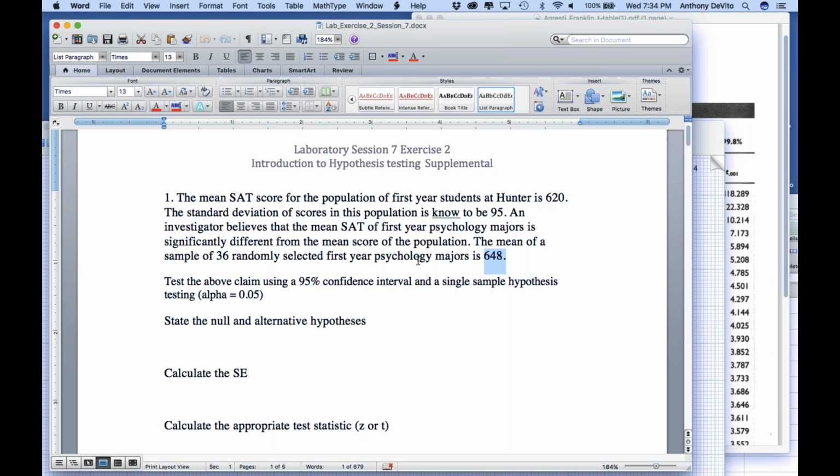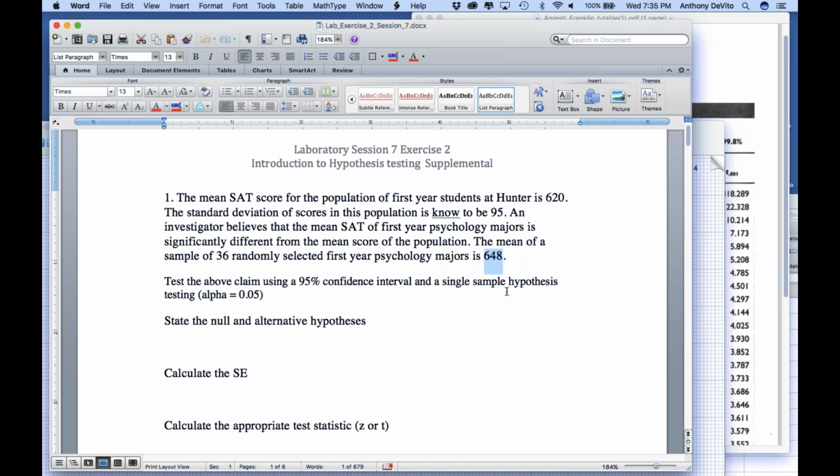So what do we have here? We have all students as one population, and their mean is known to be 620. And a second population is psychology students, and their mean is estimated to be 648 based on a sample. So we have a known mean, and we have one group that's sampled. So this is our classic single sample t-test.